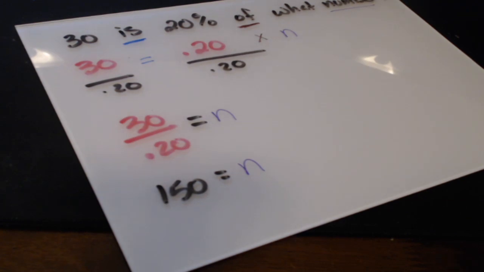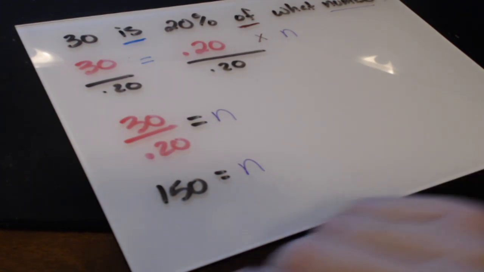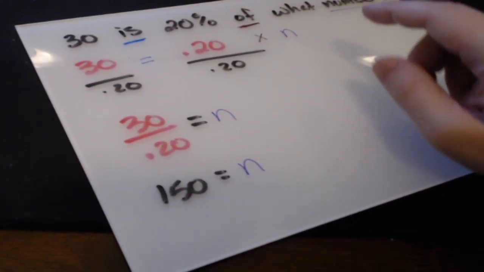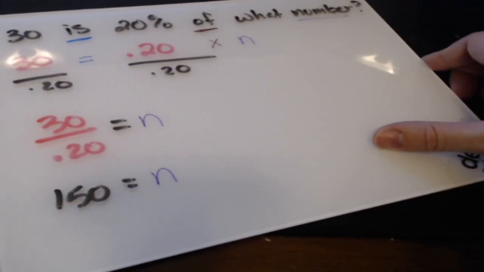Now, time for my trick on how to figure out if you're right really quickly. So this means that 30 is 20% of what number? So 30 is 20% of 150.